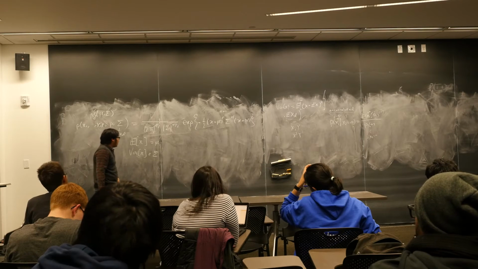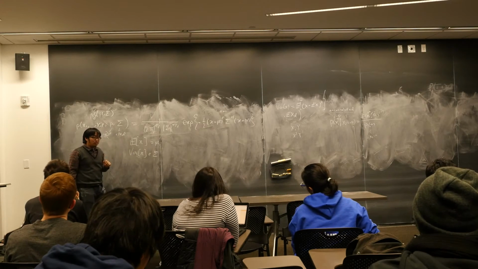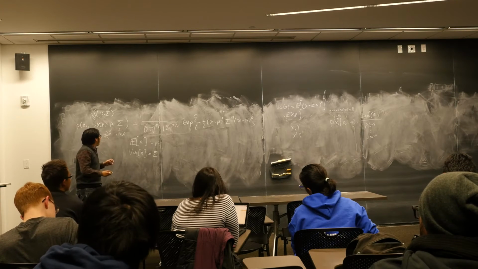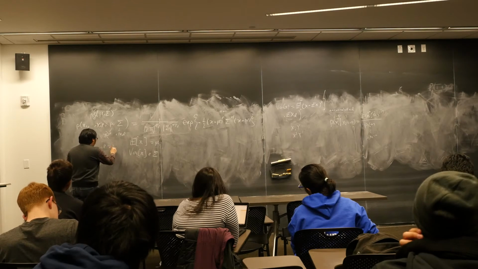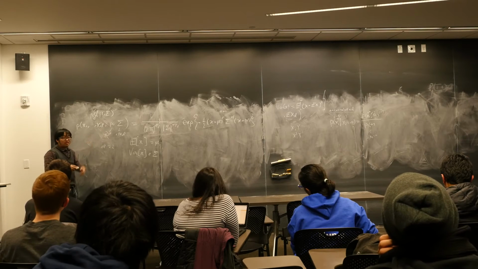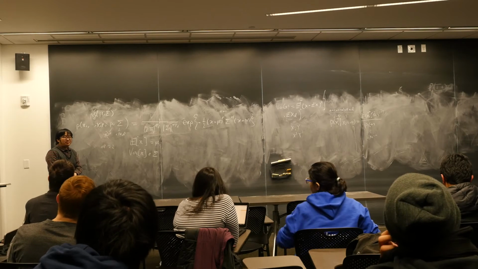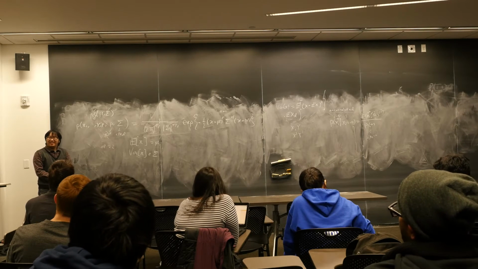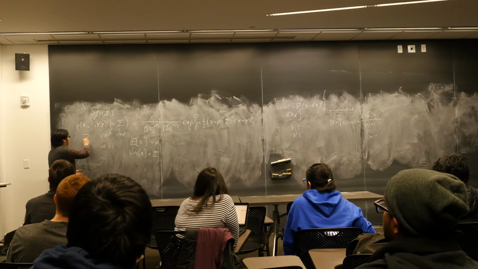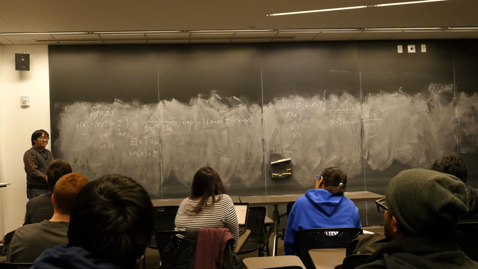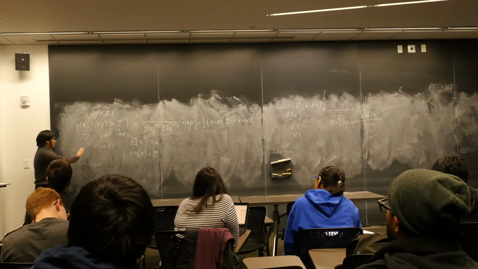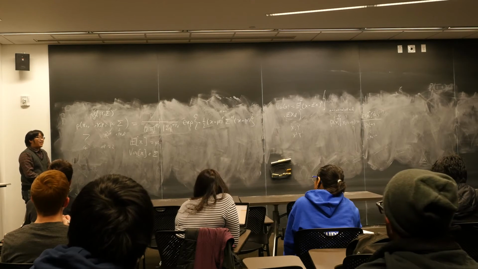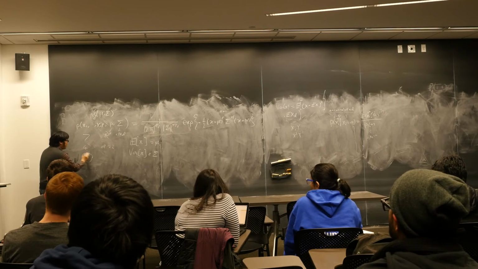And some special cases. For example, if D is 2, it's a two-dimensional multivariate distribution. Let me actually ask this question. If D equals 2, how many parameters are there in this multivariate distribution? 7? Any other answers? 4? 5. It should be 5.